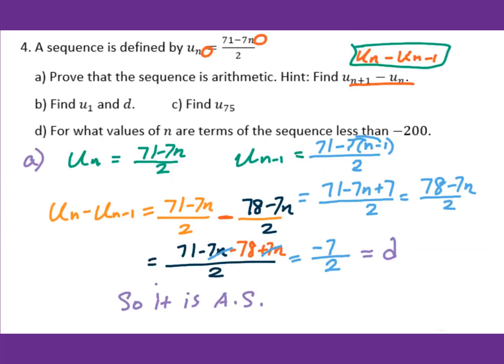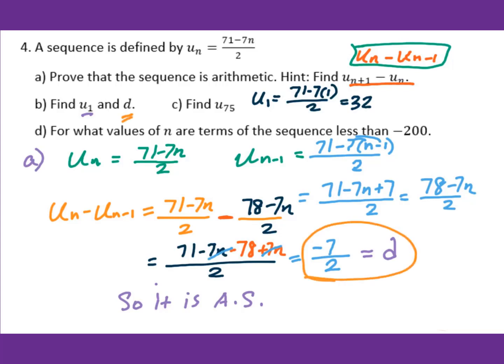For B, find u sub n. U sub n means for every single n, we change it into 1 in this formula. Therefore, we got u sub n equals 71 minus 7 times 1 over 2, which you will get 32. For D, the constant number here, that's d. So d equals negative 7 over 2.